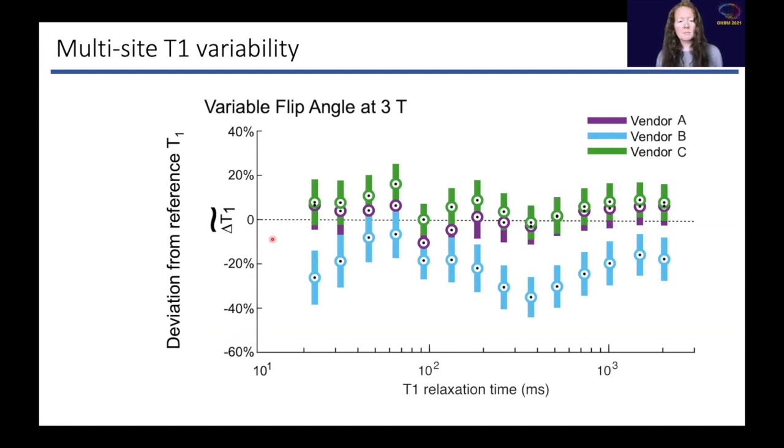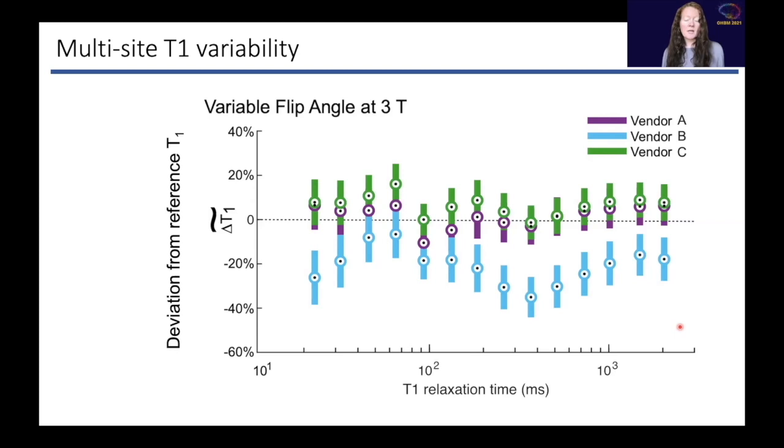So on the last plot for inversion recovery, the range of values was about plus or minus 10%. And here you can see that the deviation covers plus or minus 20%. In addition, we can see that vendor B has a substantial bias compared to vendors A and C. And this is statistically significant, again, out here in the longer T1 relaxation times, which is where we have measurements for white matter and gray matter.